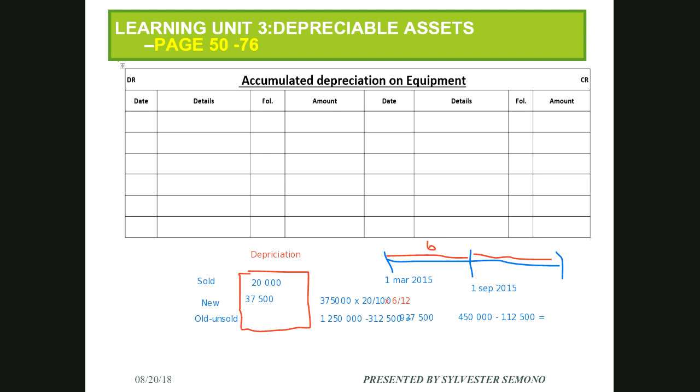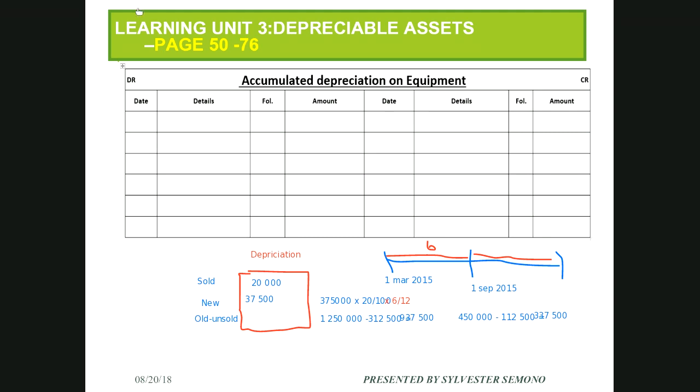Please talk to me if you're lost. So diminishing can be very tricky, guys. Whatever you do to the cost, you must also do to the accumulated. Because this 1,250 accumulated is 450. But if you minus 312,500, it means the accumulated for this 312,500 is also part of what? 450. So we must also take it out. So now we are ready to calculate.